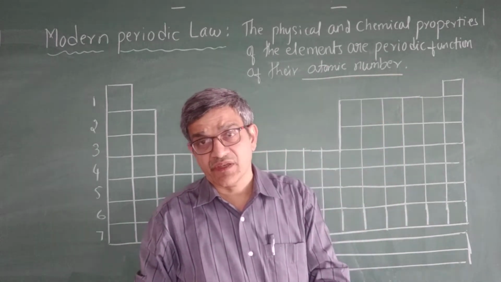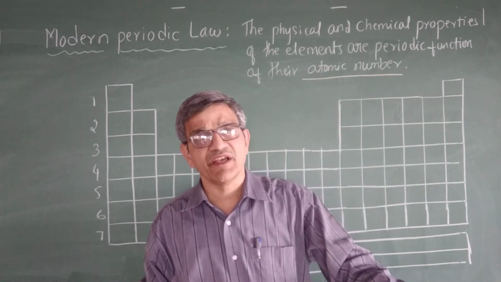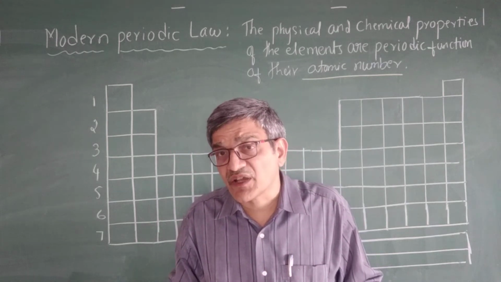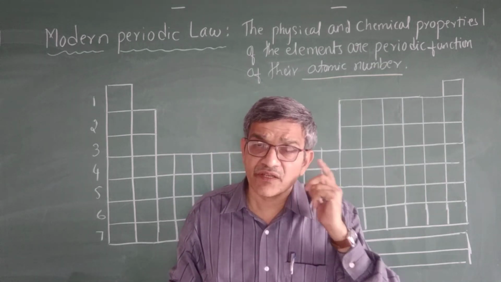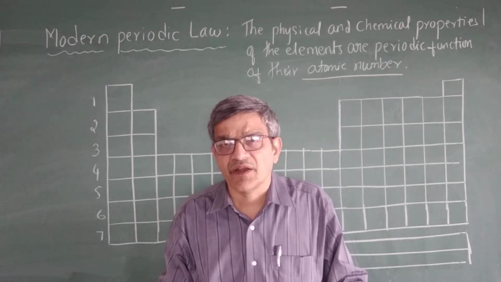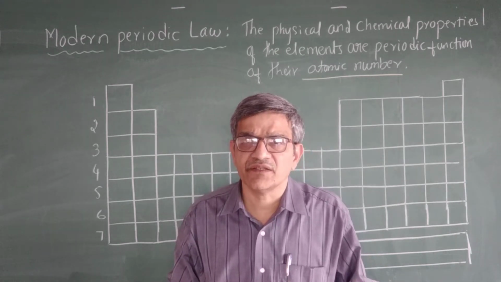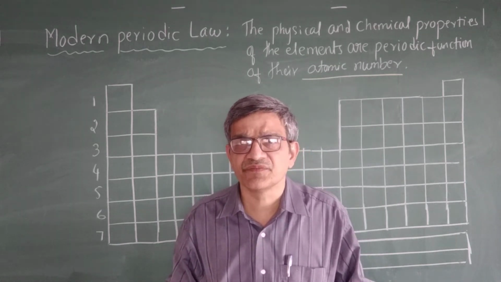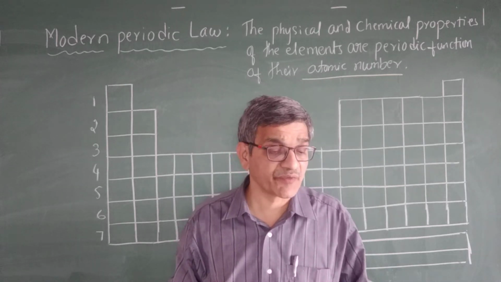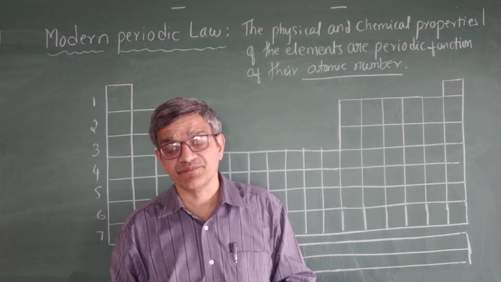Henry Moseley gave this idea, based on an experiment he made. He took the frequency against the atomic number, the square root of frequency. He drew a graph with atomic numbers and the square root of their frequency, and found that there is a relation between atomic number and frequency. Hence he derived this concept: we have to classify the elements based on the atomic number.